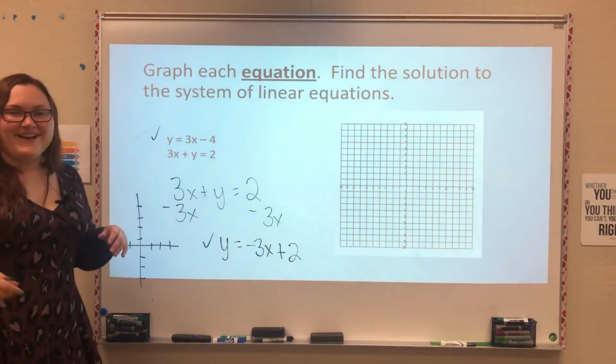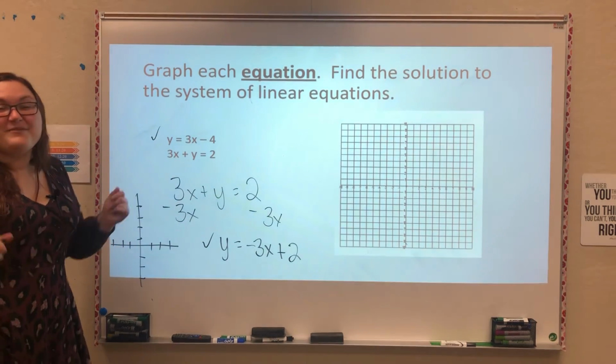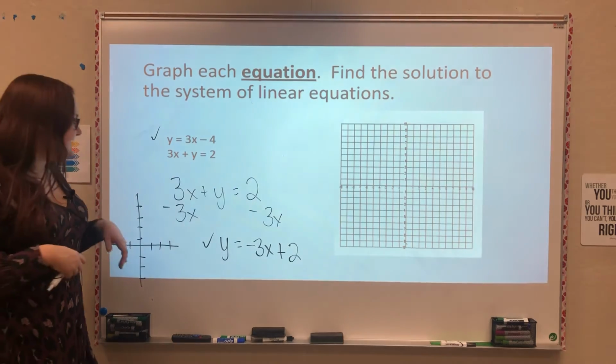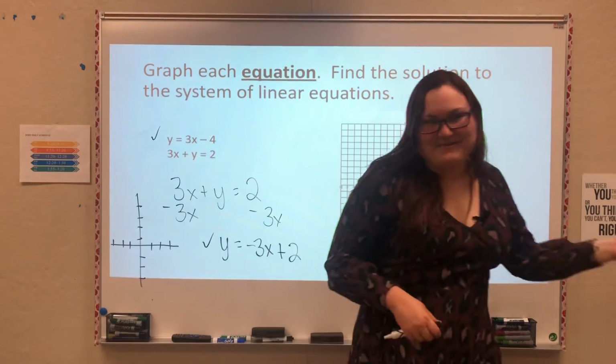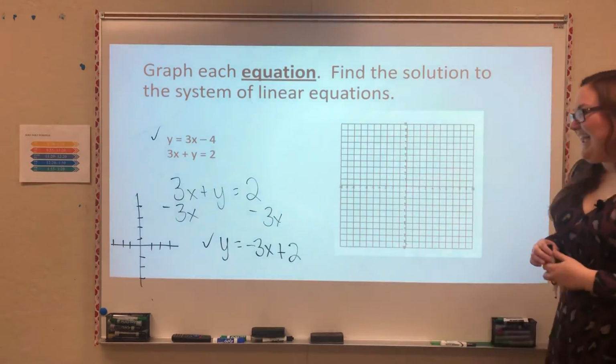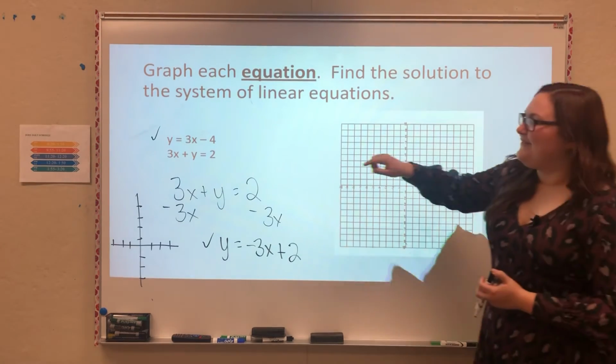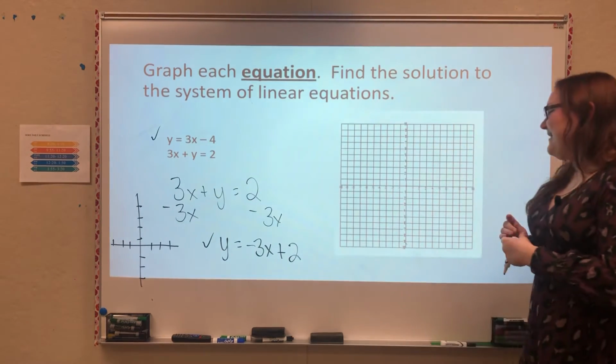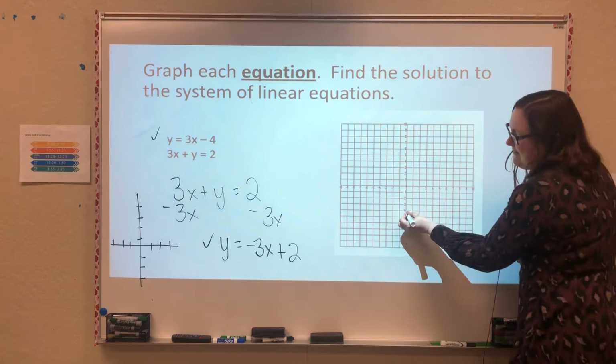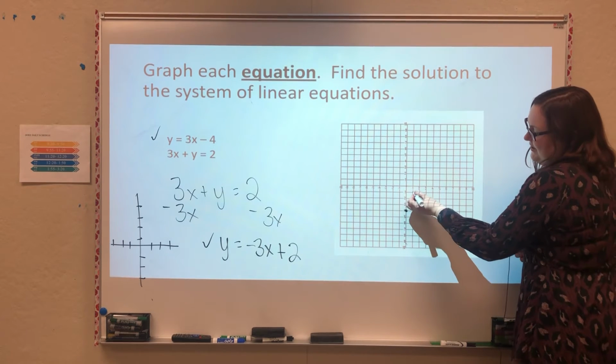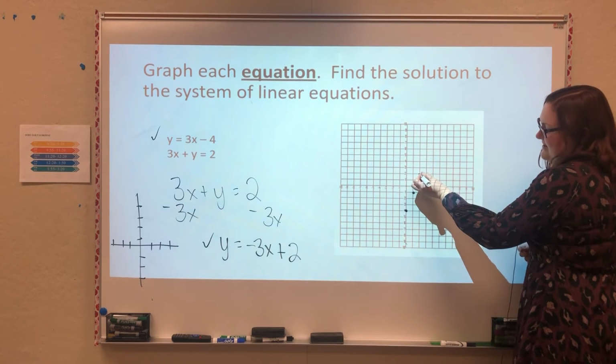If you don't have graph paper at home, this way we're learning right now might not be the best way. So that's why some of our lessons coming up are going to be other ways you could solve these systems. But I do have graph paper, so we're going to go ahead and solve this one by graphing. We've got y equals 3x minus 4. So I'm going to start at my minus 4, go up 3 over 1, up 3 over 1.